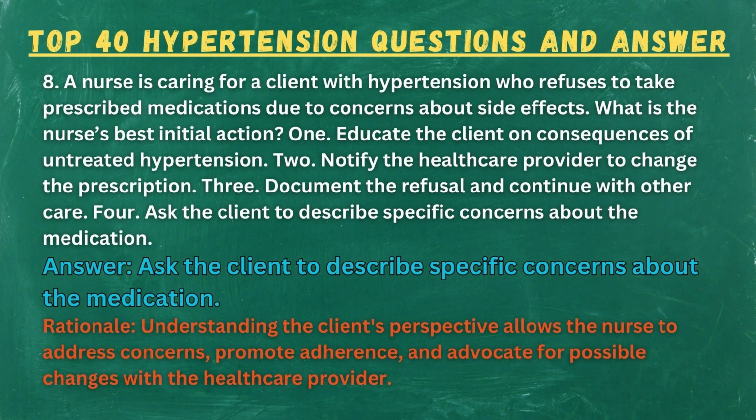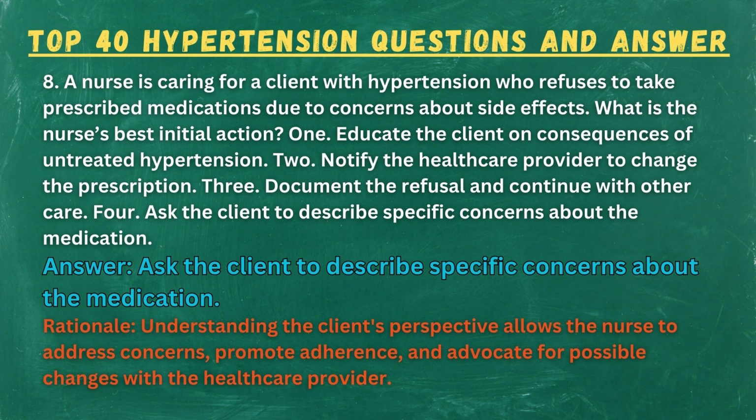1. Educate the client on consequences of untreated hypertension. 2. Notify the healthcare provider to change the prescription. 3. Document the refusal and continue with other care. 4. Ask the client to describe specific concerns about the medication. Answer: ask the client to describe specific concerns about the medication.